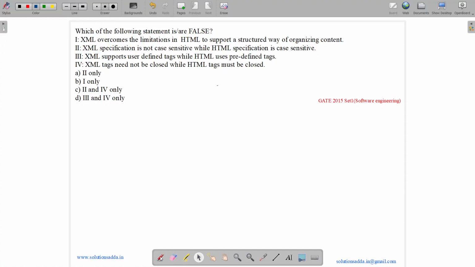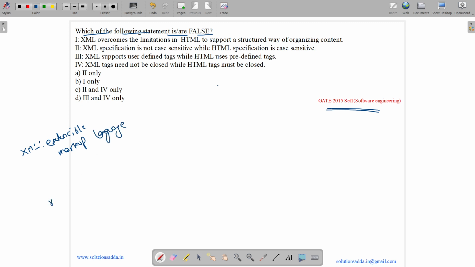This question belongs to software engineering subject and was asked in GATE CSE 2015. So the question states, which of the following statements is or false? So we have XML. So what is XML? XML is extensible markup language.